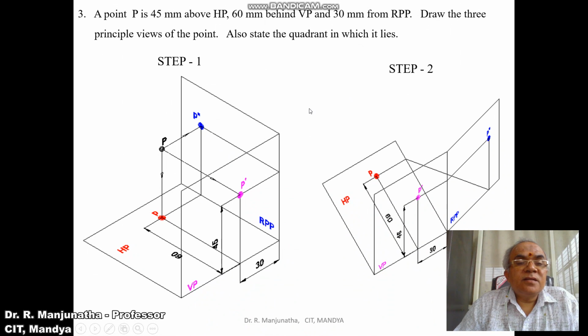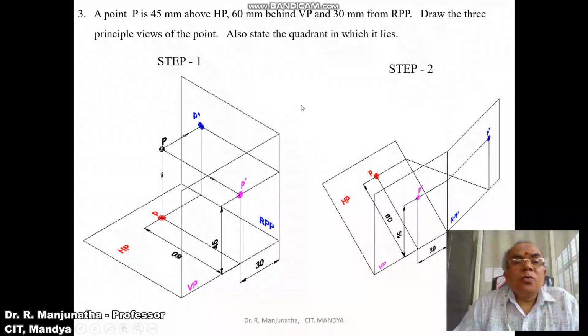When you look from the right side view, the distance above HP, which is 45 mm, will be seen in the profile plane here. And also when you look from the right side view, we can see the distance behind VP, so that distance can be seen on the right profile plane here.